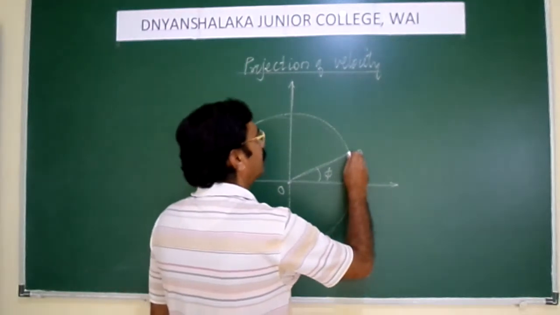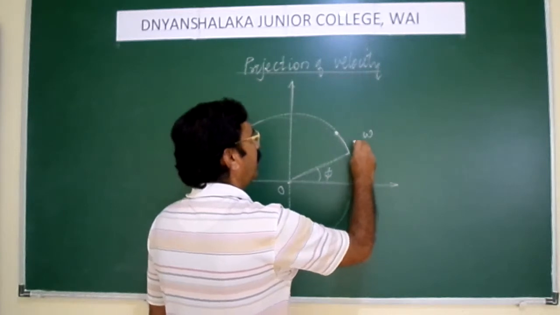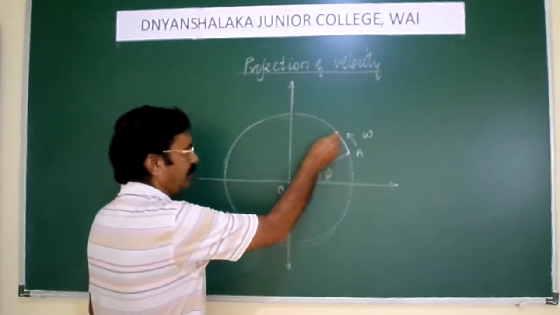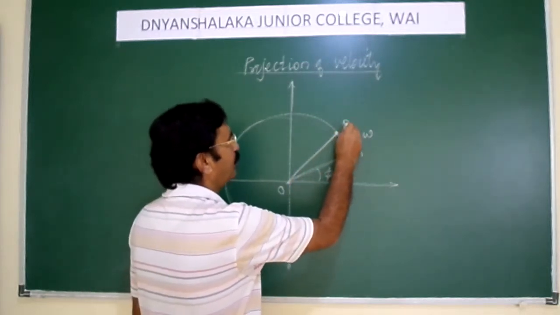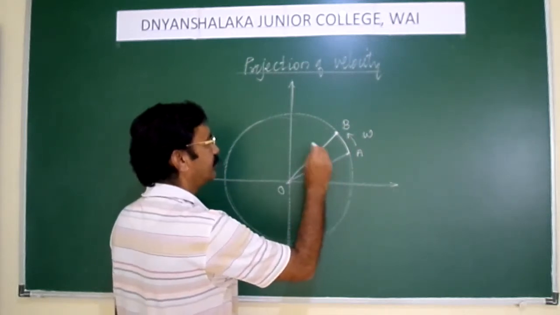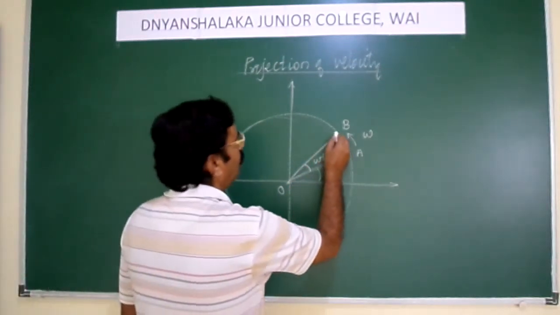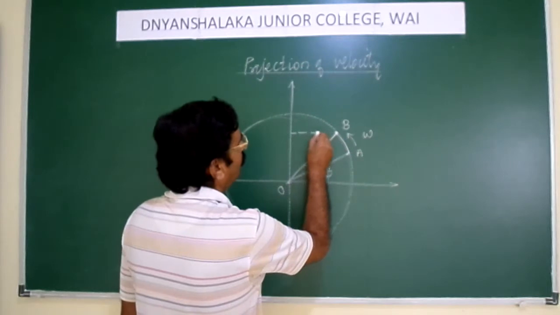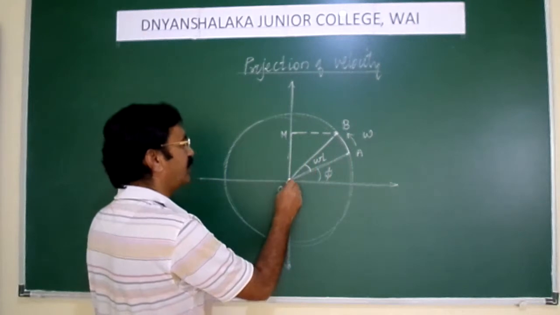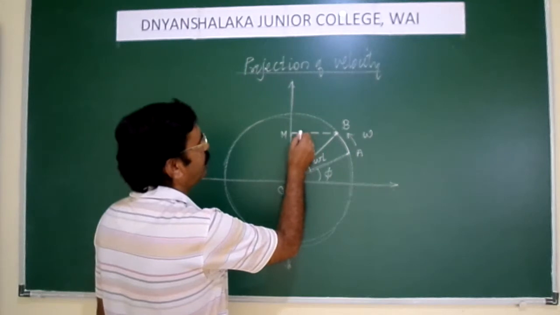From A, with uniform angular velocity, say omega, if the particle moves for the time t, then it reaches the point B. So this angle becomes omega t. Now, this will be the displacement of the particle with respect to the mean position.